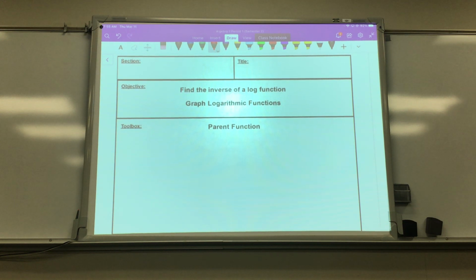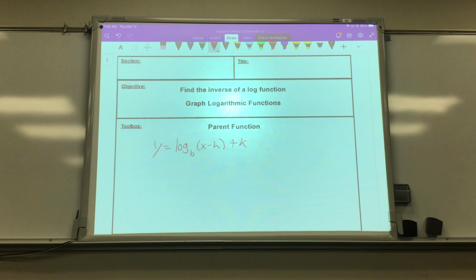Okay, so exponential, we have a horizontal asymptote, right? So what type of asymptote do you think we're going to have on logarithms? Vertical. Okay? So then the parent function, in this case, y is equal to log base b of x minus h plus k.